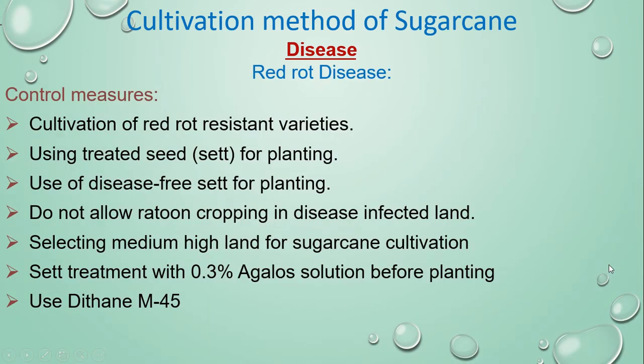So what control measures can you follow for red rot disease? As I told you before, insect attack and disease attack can cause us to lose about 15 to 20%. And red rot disease is the most harmful and most important disease in our country. The maximum field of sugarcane is infected by this disease.